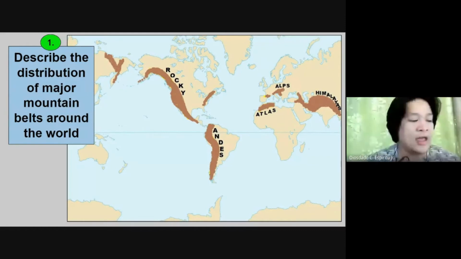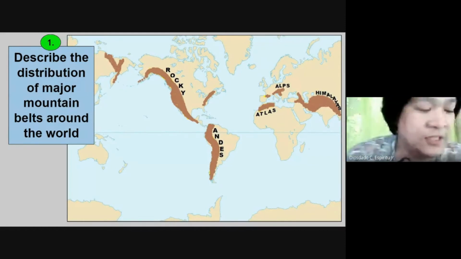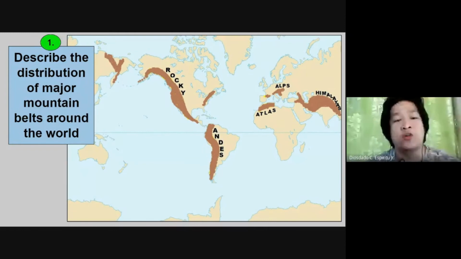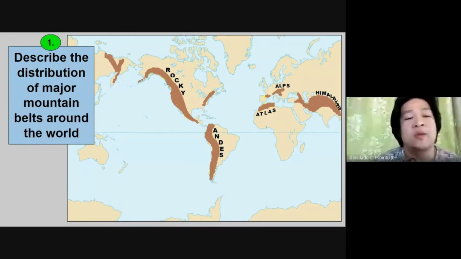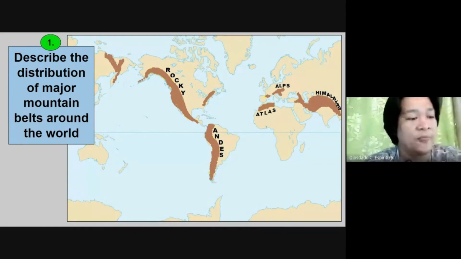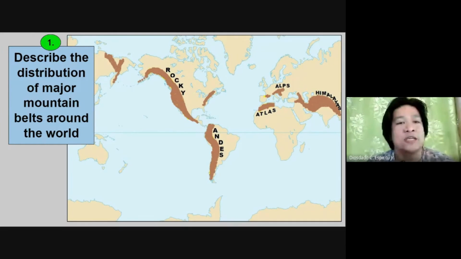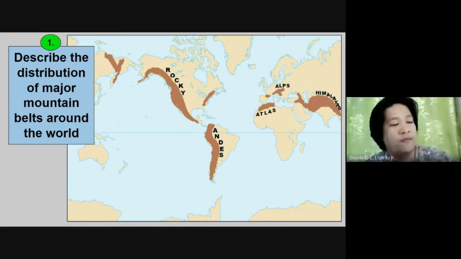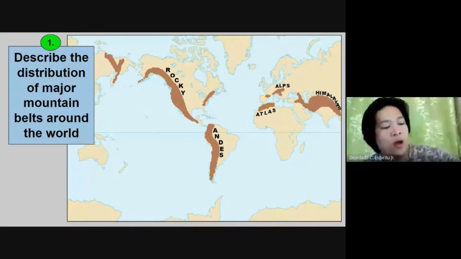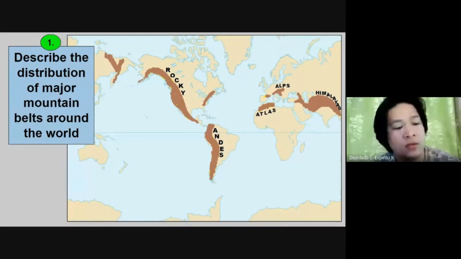At this point, we will add another evidence to solidify the reasoning in the creation of the plate tectonic maps. And this will be the connection of the mountains or mountain ranges. Our first objective is to describe the distribution of major mountain belts around the world. If you look at the map, we have the different global major mountain ranges labeled in brown.